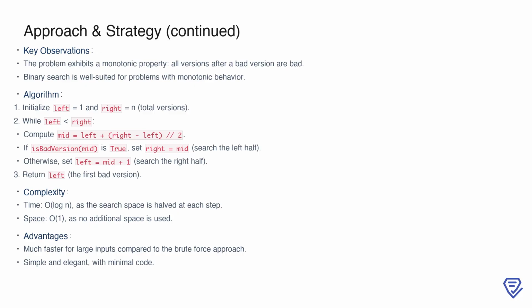If it is, we know the first bad version must be at mid or earlier, so we move our right pointer to mid. Otherwise, the first bad version must be after mid, so we move the left pointer to mid + 1.